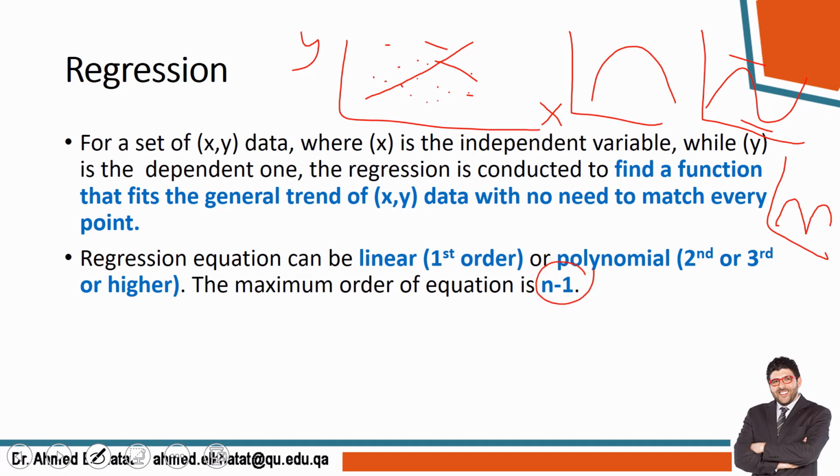So if you have only two data points, x and y, you can only find linear regression. If you have 3 points, then you can find linear or second order polynomial. If you have 4 points, then you can go up to third order polynomial.